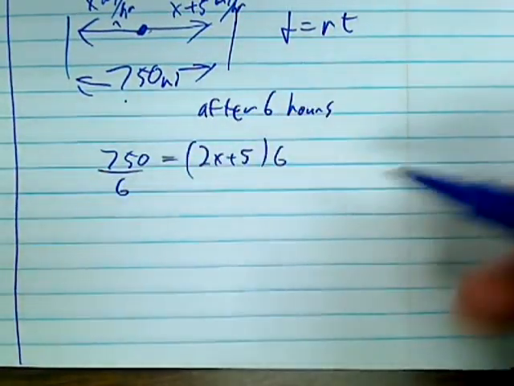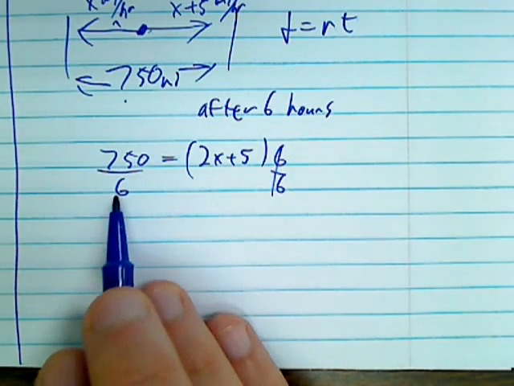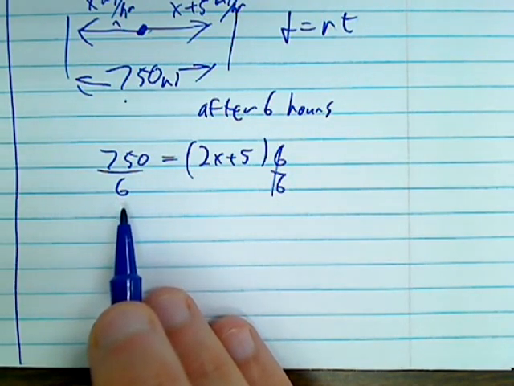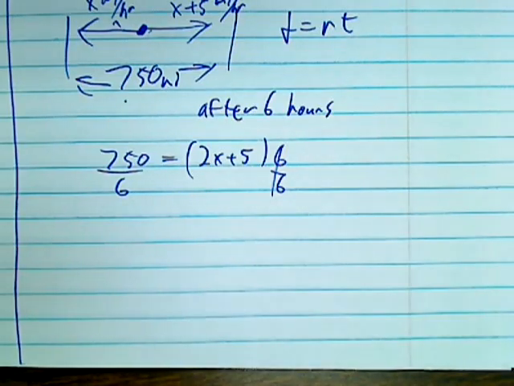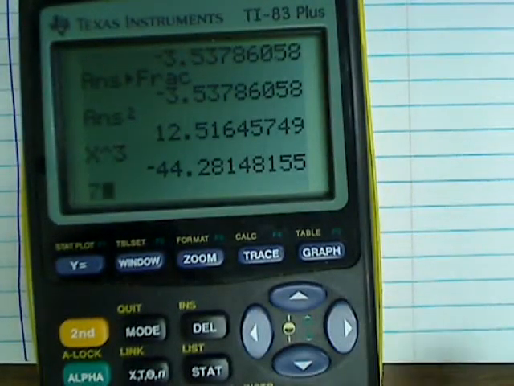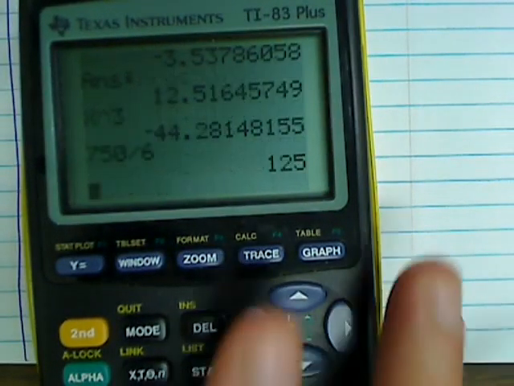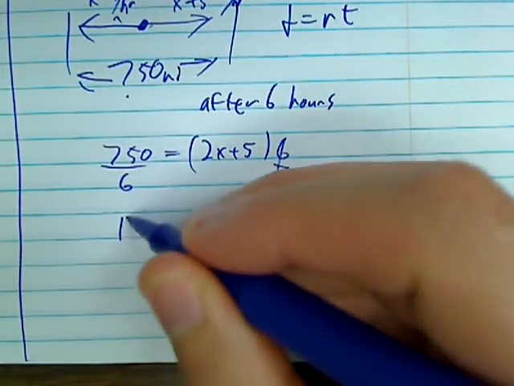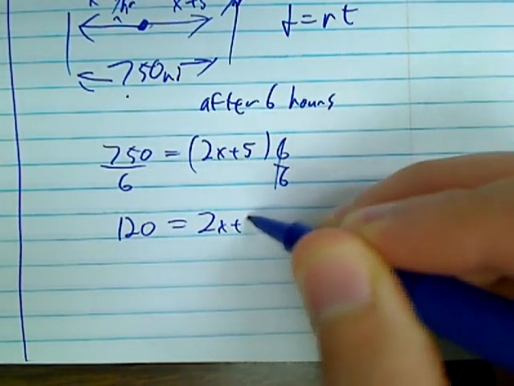So let's divide by 6. Okay, 750 divided by 6. What is this? Some kind of black magic? Let me see. 750 divided by 6. In my defense, it's 8 in the evening. I'm tired. So 125 equals 2x plus 5.